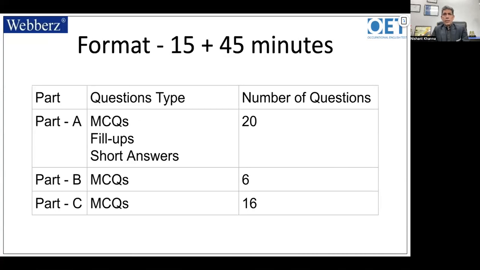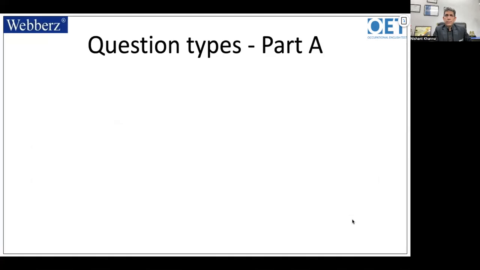Number 1, the format. It takes 15 plus 45, that is 60 minutes, to complete the reading. There are 3 parts of reading, Part A, Part B, Part C. Multiple choice questions are in all 3 parts. Fill-ups and short answers are in Part A. The total number of questions is 20 in Part A, 6 in Part B, and 16 in Part C.